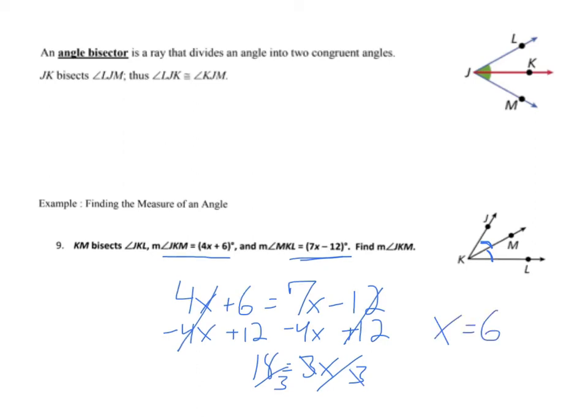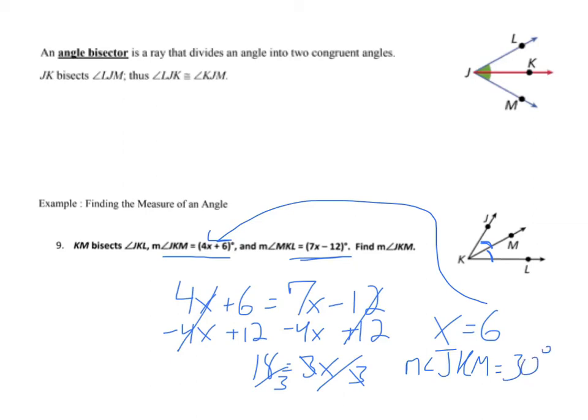Now the question didn't tell me to solve for x, it told me to find the measurement of JKM. Well, once I know x equals 6, I can then go and plug 6 in to the expression. So 4 times 6 is 24. 24 plus 6 is 30. So the measure of angle JKM equals 30.